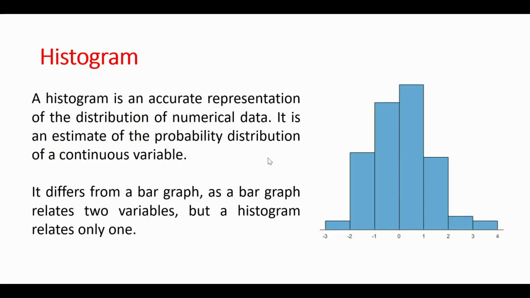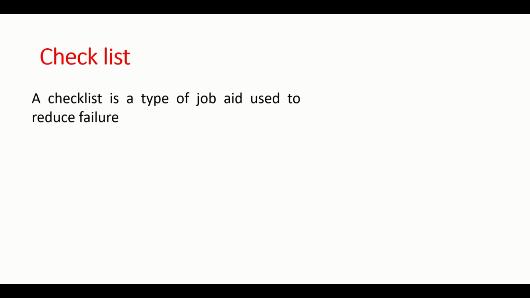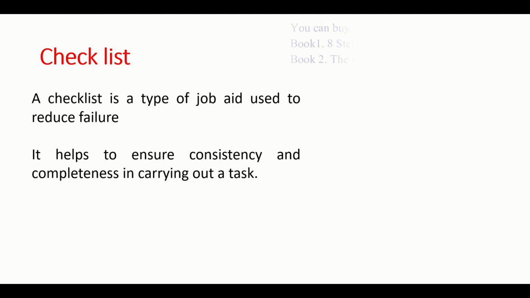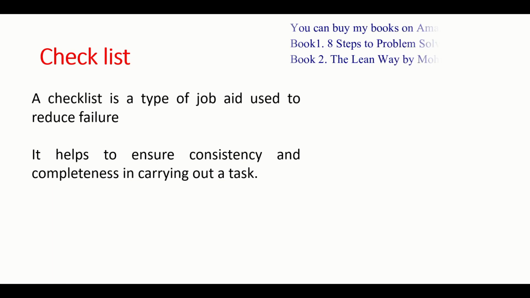Let us move to the next QC tool, which is called the checklist. A checklist is a type of job aid used to reduce failures. Right? So there is a checklist which can be created for any process. Whether we are missing any step or not, it can be checked with the checklist. It helps to ensure consistency and completeness in carrying out a task.